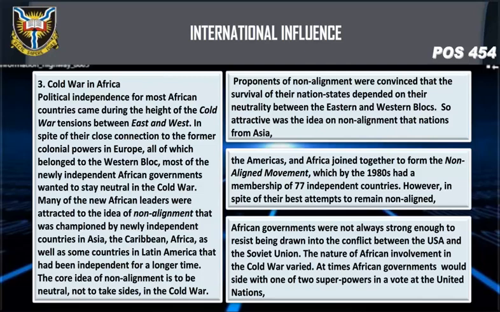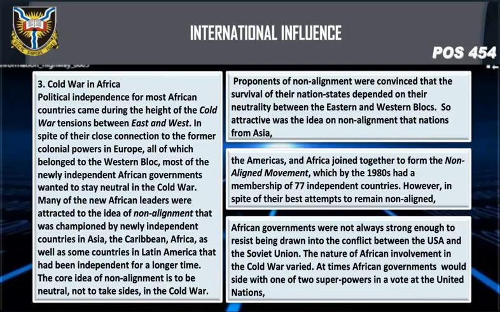Many of the new African leaders were attracted to the idea of non-alignment that was championed by newly independent countries in Asia, the Caribbean, Africa, as well as some countries in Latin America that had been independent for a longer time. The core idea of non-alignment is to be neutral, not to take sides in the Cold War.